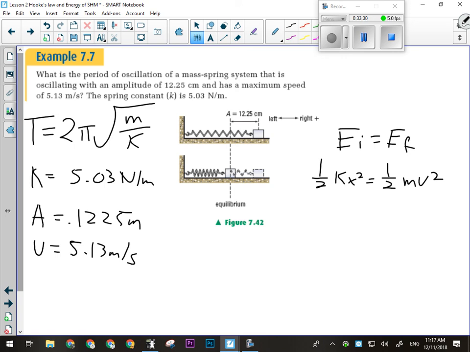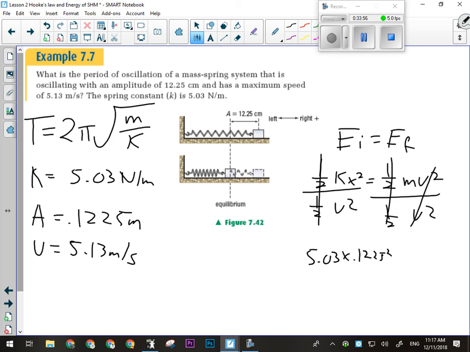And very often you run into 2-step problems when it comes to simple harmonic motion. So we're manipulating for m here. We would divide both sides by 1/2 of v squared, so the halves will cancel. So I have kA squared over v squared equals m. So that'll be 5.03 times 0.1225 squared divided by 5.13 squared.